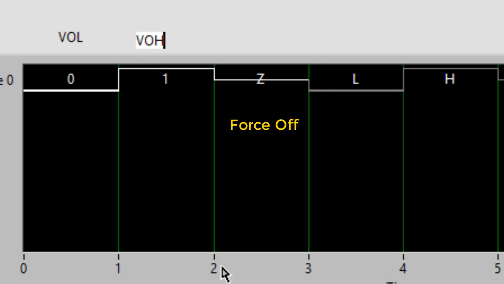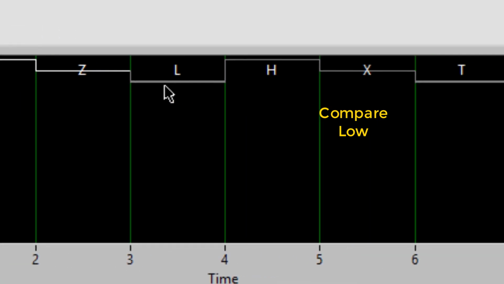Then we have number 2, value of 2, which is Z, which forces off, which means that it forces the logic high impedance, turns the driver off. Then we have number 3, which is L, which means compare low. It compares the logic low edge. It compares a voltage level lower than the low voltage threshold.